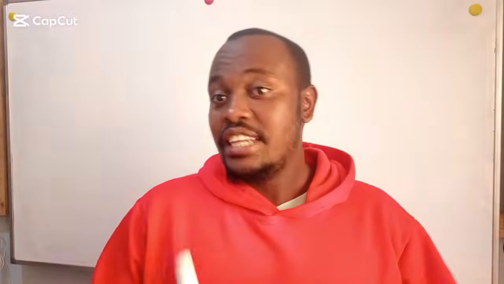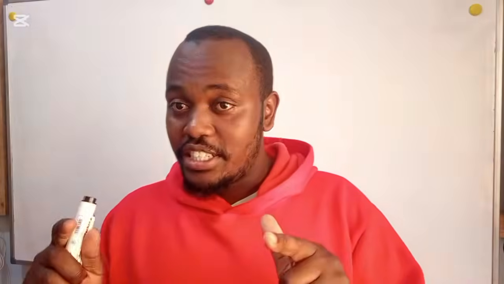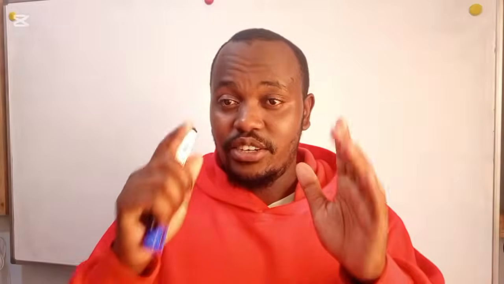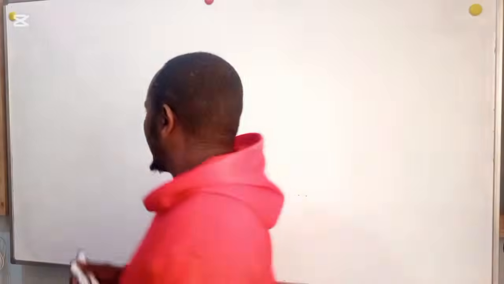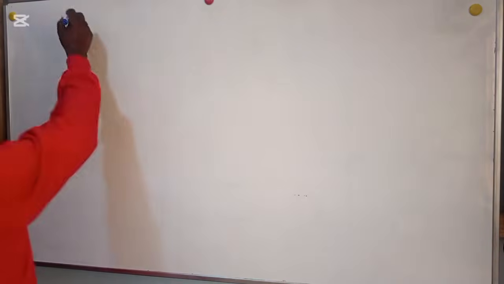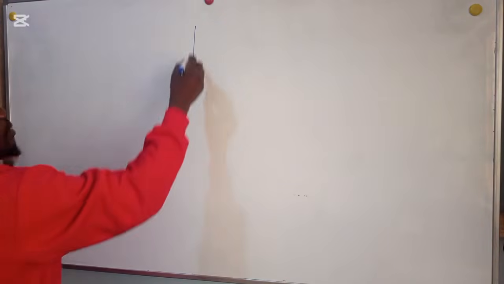My name is Victor, and in this video I'm going to show you how the first 20 elements appear on the periodic table. So if you have a challenge with the periodic table, then this video is for you. Come with me. Now, the first 20 elements, the periodic table will appear like this.